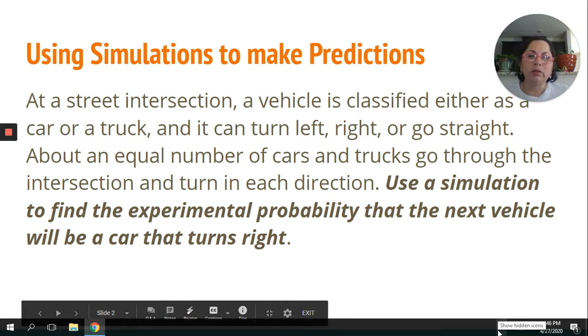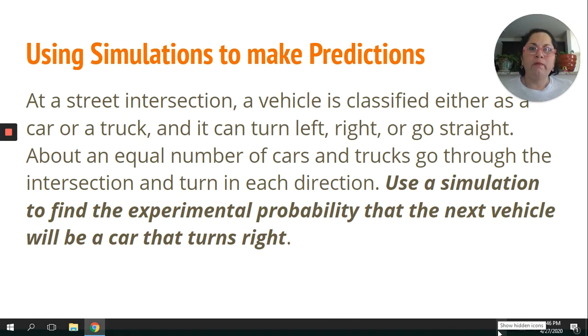All right, so we're going to look at some examples of using compound probability in simulations to make some predictions. It says at a street corner, a vehicle is classified either as a car or truck, and it can turn left, right, or go straight. About an equal number of cars and trucks go through the intersection and turn in each direction. Use a simulation to find the experimental probability that the next vehicle will be a car that turns right.